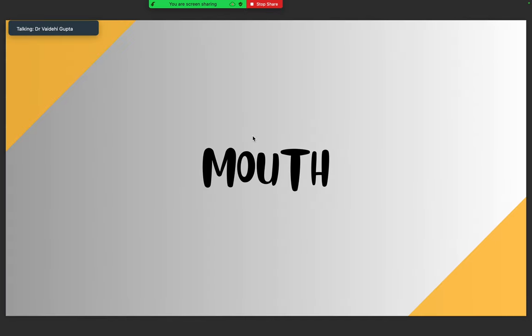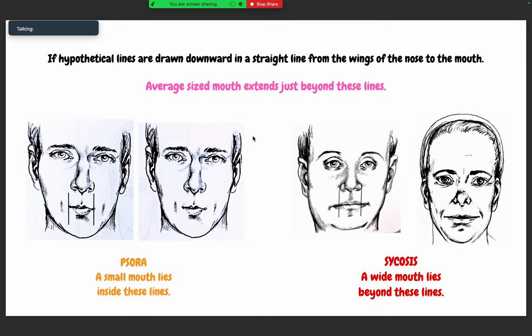Mouth. If hypothetical lines are drawn downward in a straight line from the wings of the nose to the mouth, in the first case we can see that when we draw a hypothetical line from the wings of the nose, the alae nasi, to the mouth, an average mouth extends just beyond this line. While in Psora, a small mouth lies inside these lines.